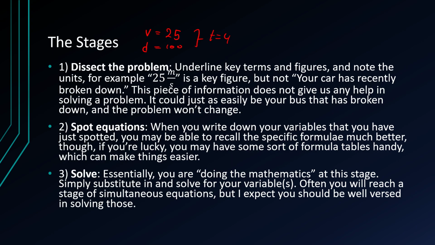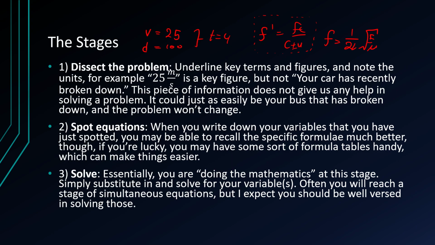Second thing to do is to spot equations. So when you write down the variables you've just spotted, you may be able to recall the specific formulae. Some of the formulae we get are really complicated. For instance, the Doppler effect looks like this. The fundamental frequency of a string looks like this. Even if I just isolate the Doppler effect, if you're given f dash, f and c, you can get u. You just have to remember the order that it goes in.